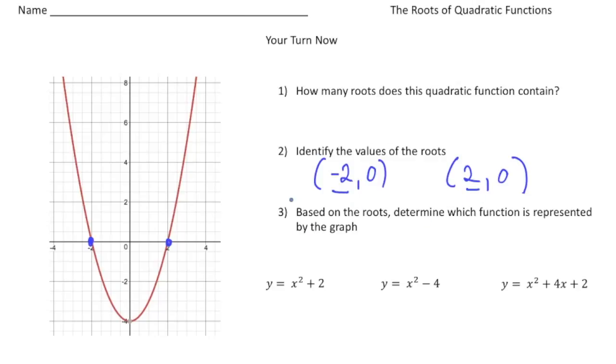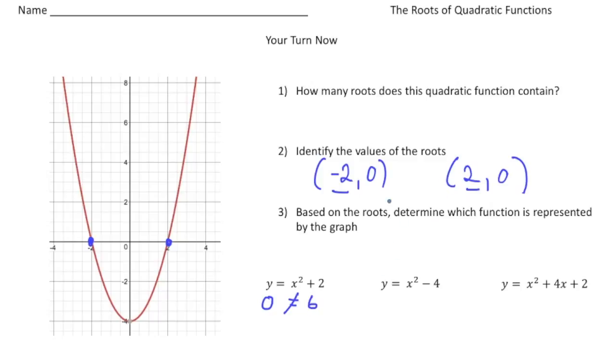So now based on that, let's determine which one of these functions is actually graphed over here. Again, we know that when y is 0, these are going to be the x values. So let's see, if I plug in a -2 here, -2 squared is 4, and 4 plus 2 is 6. And 0 does not equal 6, so we know it's not going to be that one. So we're not even going to attempt to plug in the second one.